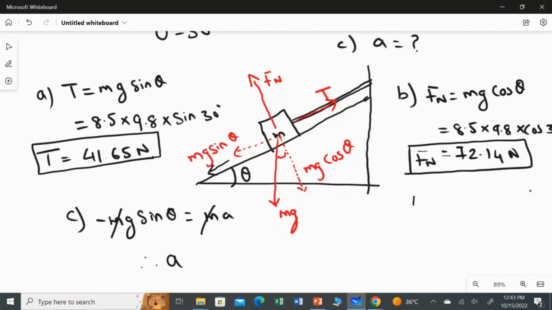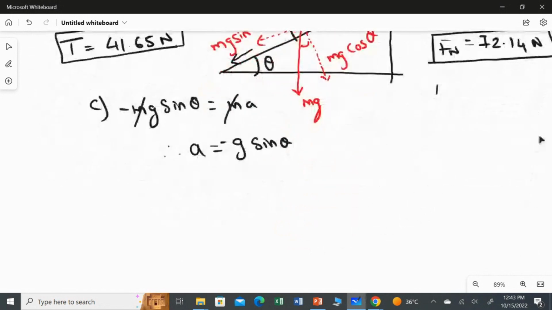Therefore, the acceleration is equal to negative g sine theta, and the g value here they mention as minus 9.8, times sine of 30 degrees. So what's the answer? Minus 9.8 multiplied by sine of 30 degrees. So the answer here is exactly 4.9 meters per second squared, but the answer is negative.